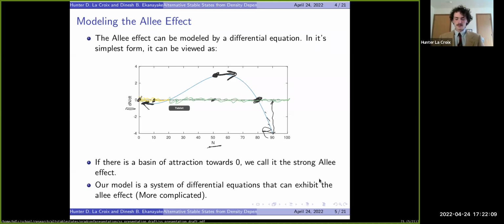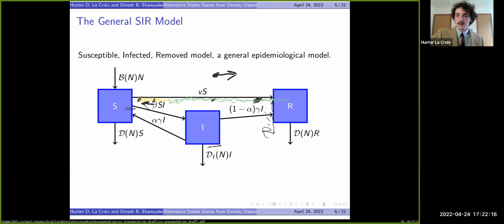Our model is a system of differential equations that can exhibit the Allee effect. A system is admittedly a bit more complicated, and we can plot it with this right here. This is called a compartmental diagram. Our model is a system of differential equations where our variables are the population of susceptible, infected, and removed individuals. Susceptible people are people who can be infected by some disease. The infected are the ones that were infected by a disease, and the removed are ones that are immune due to vaccination or some other factor.